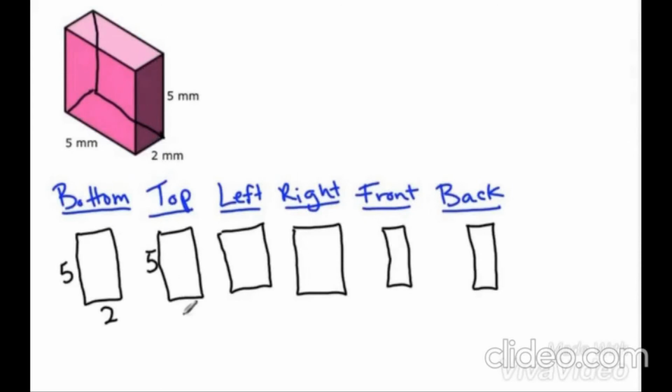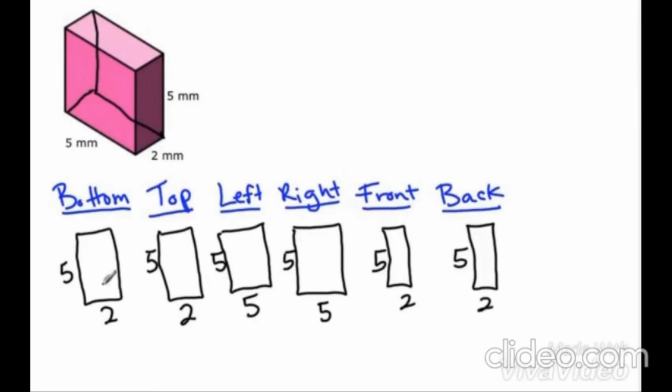The base of this rectangle is 2, and the height is 5. The top part also has the same base and height. The left rectangle has a base of 5, and the height is also 5. The right rectangle is the same as the left one, which is 5 and 5. The front rectangle, which is thinner, has a base of 2 and height 5. The same goes for the back rectangle.